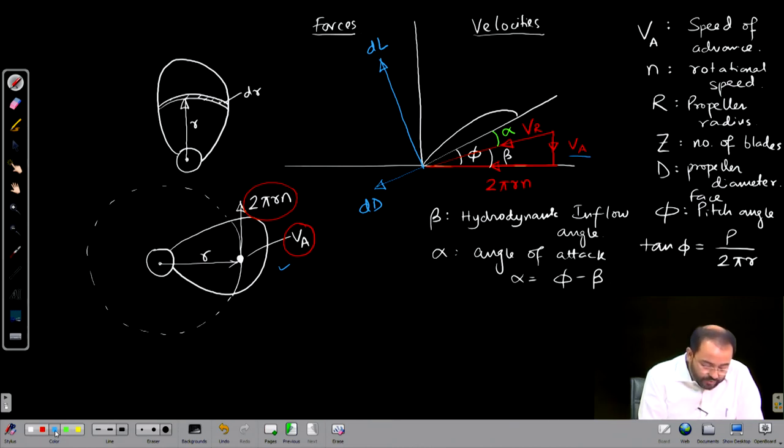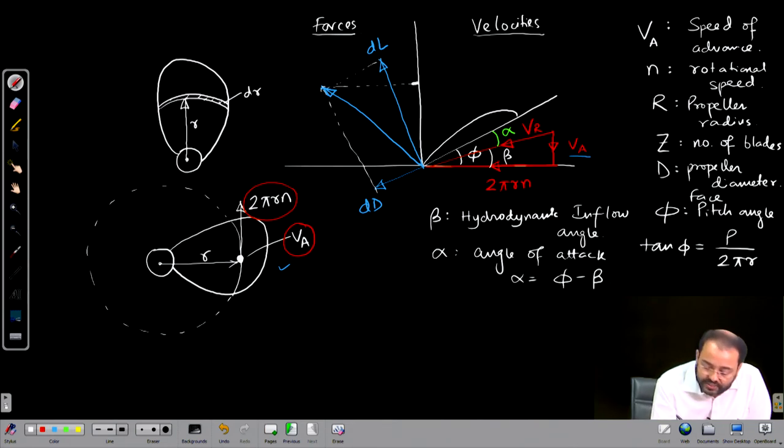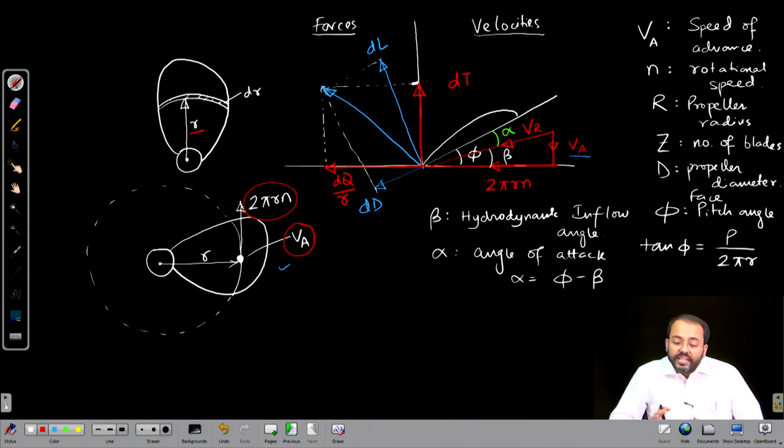Now, what is the resultant of these two forces? If I try to draw this, the resultant of dL and dD will be directed in this particular direction. And now, if I draw the components on the two mutually perpendicular axes, we will have the thrust dT and the other force which leads to the torque. Because the moment of that force, where r is the arm, is the torque, we call it dQ by r, because torque is a moment.